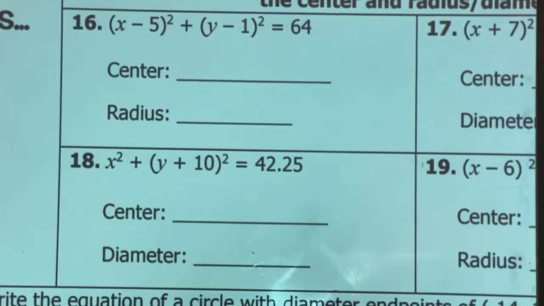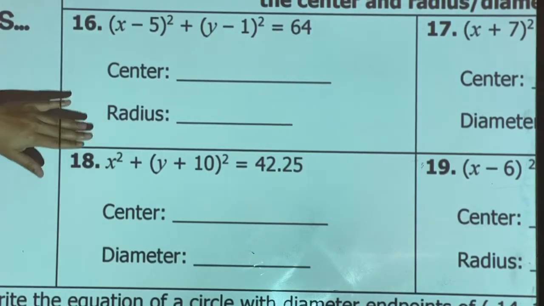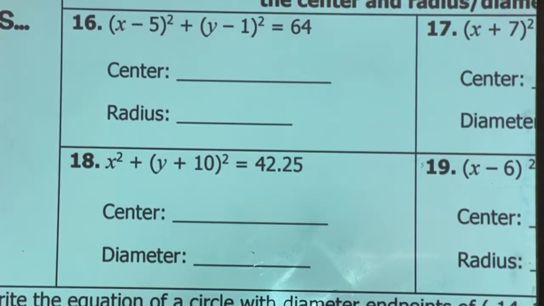So in the previous videos, we were given a center and a radius, and then we had to use that information to write out the equation. Now we were given an equation, so we're actually going to work backwards. We want to identify the center, and we want to identify the radius.